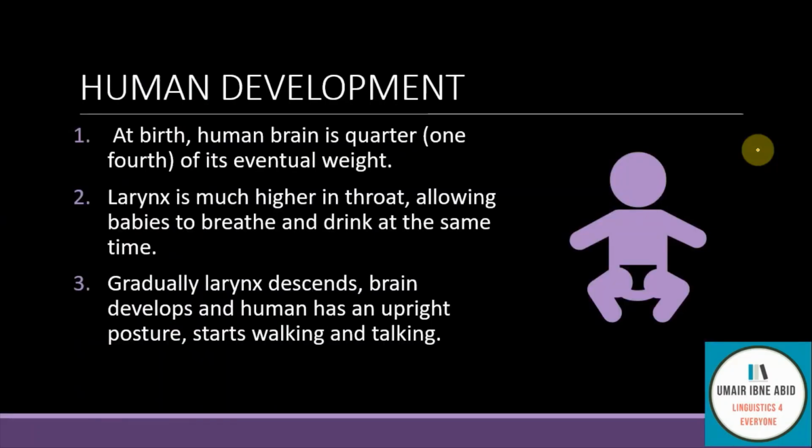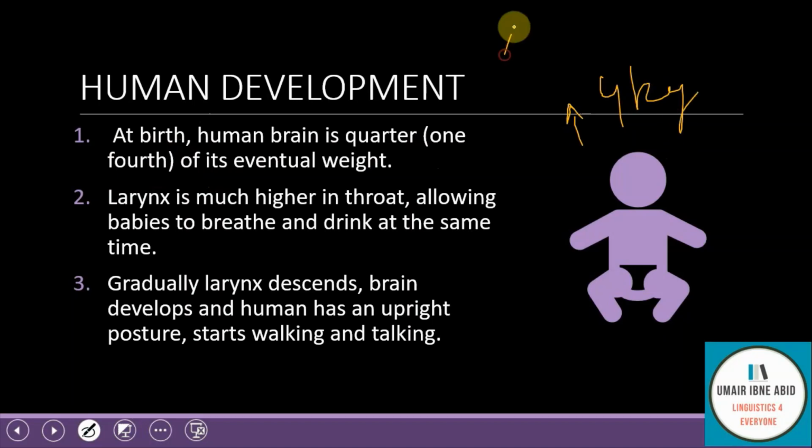So let's start. If we look at human development briefly, at birth the human brain is one quarter of its eventual weight. For example, if a baby has 4 kg weight at birth, his or her brain would be 1 kg.